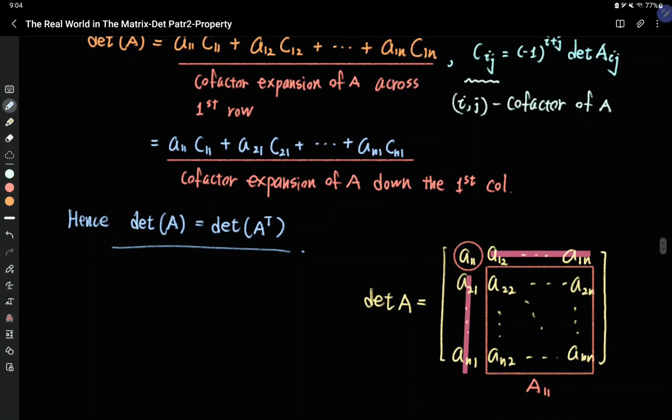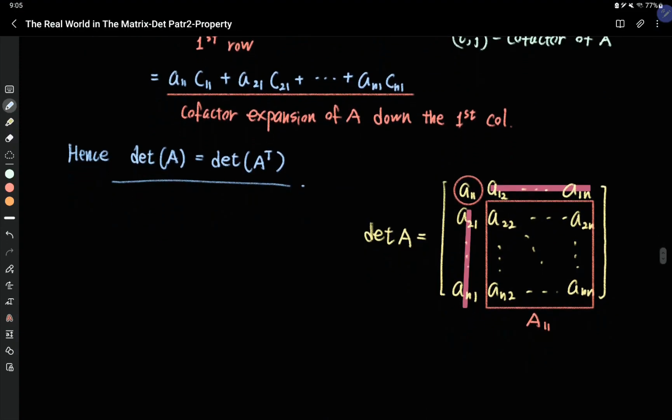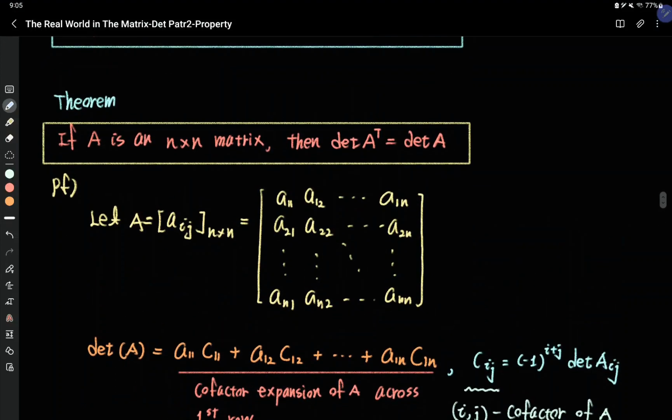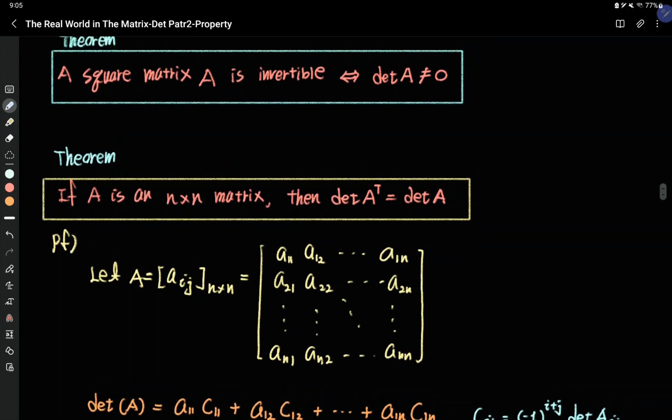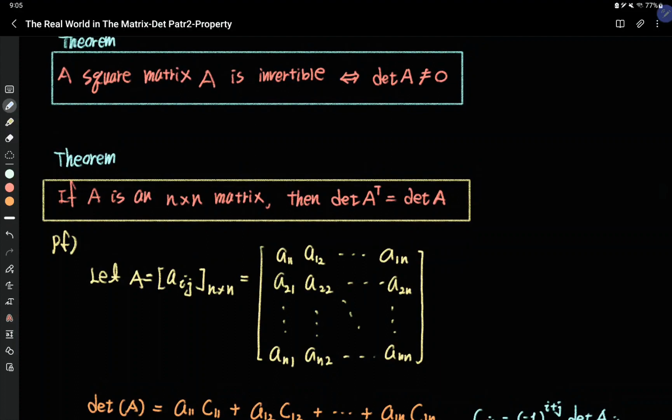When you find the determinant of A, we just apply the cofactor expansion along the first row or first column. Either way, we're going to get the same value of the determinant of A. That's why the determinant of A is equal to the determinant of A transpose, and that's why that theorem holds. So the properties of determinants, as well as these two theorems, just keep them in mind. That's for today.